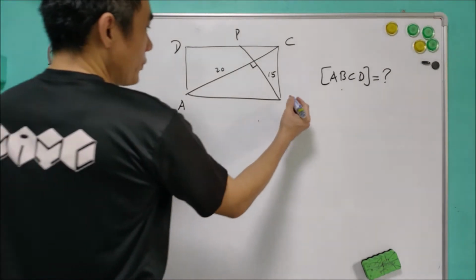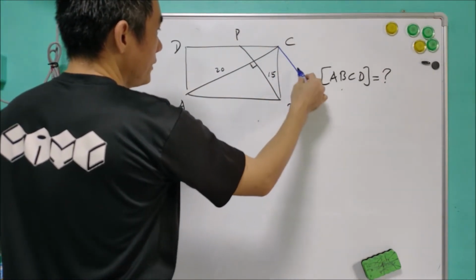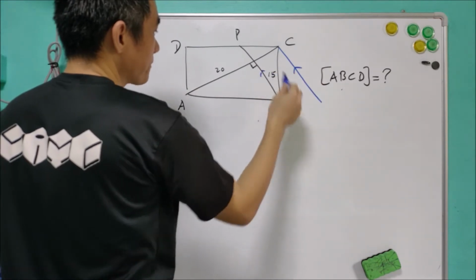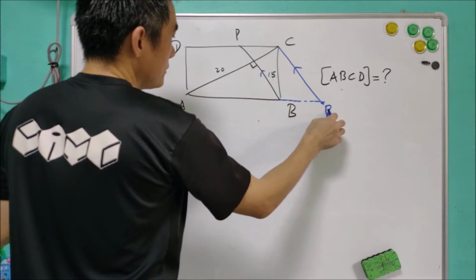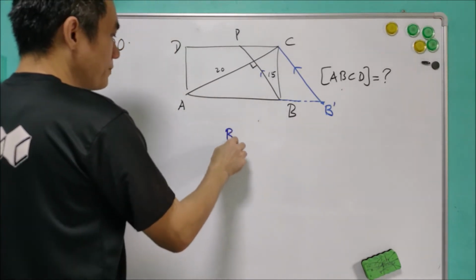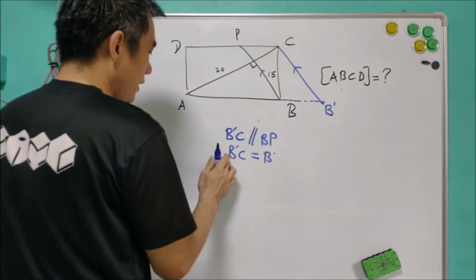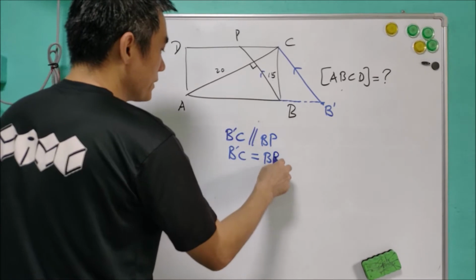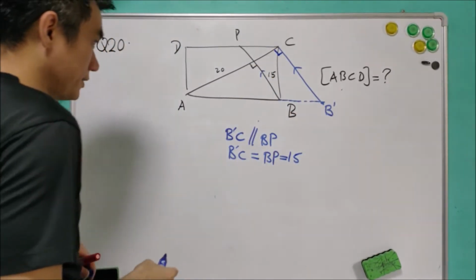Now in this case, we can construct a line that is parallel to BP. Extend AB so that this is B prime. Okay, so B prime C is parallel to BP, and B prime C equals BP equals 15. And also this is a 90 degree angle.